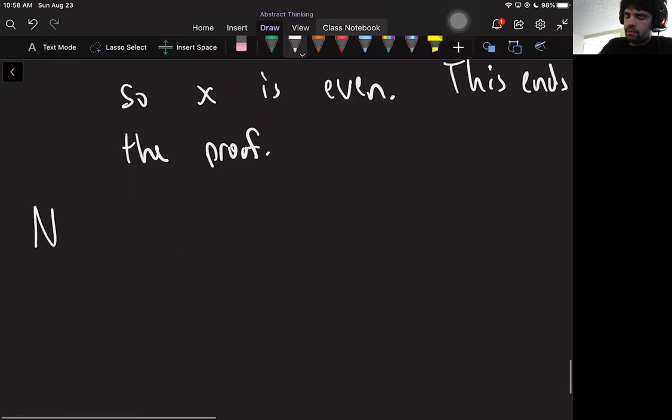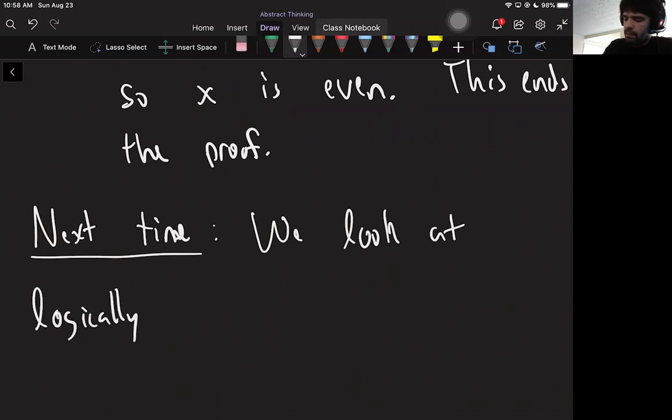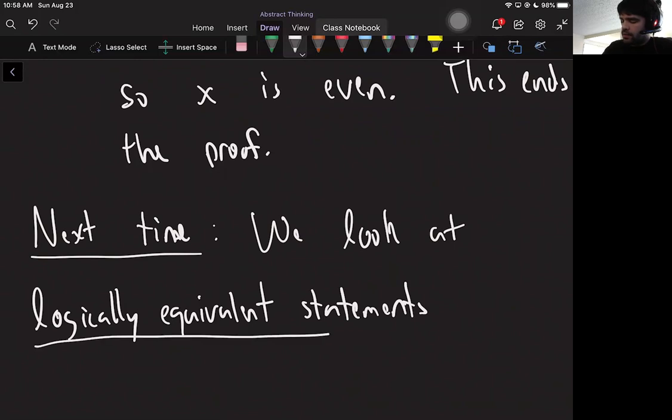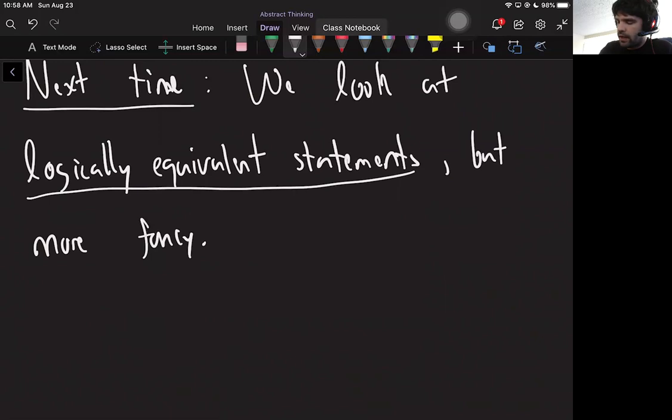So next time, we're going to study something very similar. We look at logically equivalent statements, which is basically what we just did, except we're going to do it in a more fancy way. So right now, this means that they are equivalent.